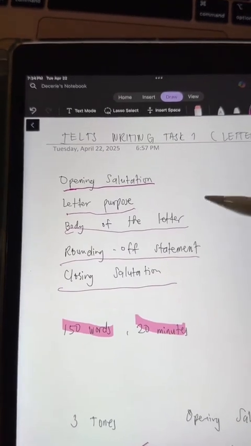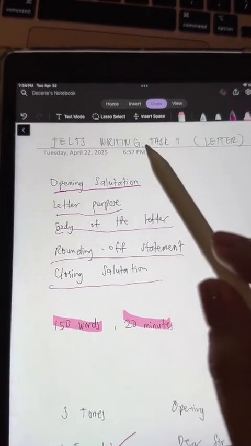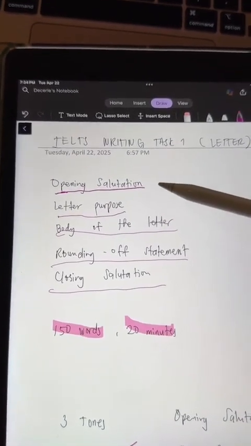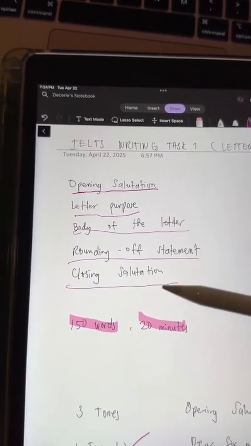So that is the entire structure or the format of writing a letter for IELTS Writing Task 1. Again, you have your opening salutation, purpose of the letter, body of the letter, rounding off statement, and closing salutation.